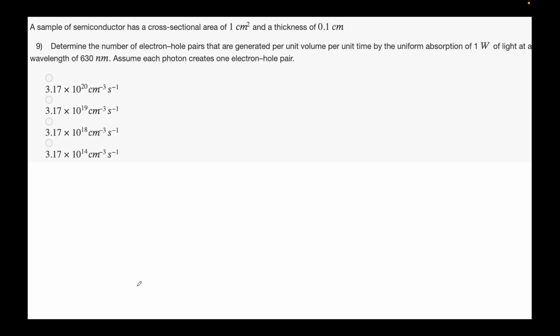So in this problem it says that a sample of semiconductor has a cross sectional area of 1 centimeter square and thickness 0.1 cm. So this is some semiconductor, and during the process electron hole pairs are generated. What I'm doing is shining some light on it. Determine the number of electron hole pairs that are generated per unit volume per unit time by an absorption of 1 watt of light.